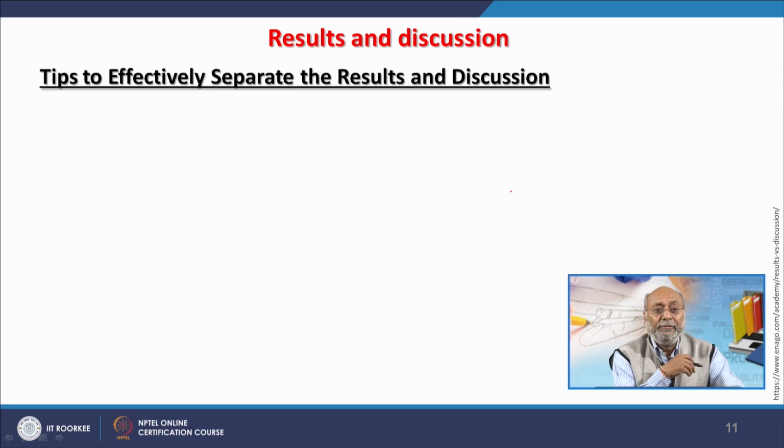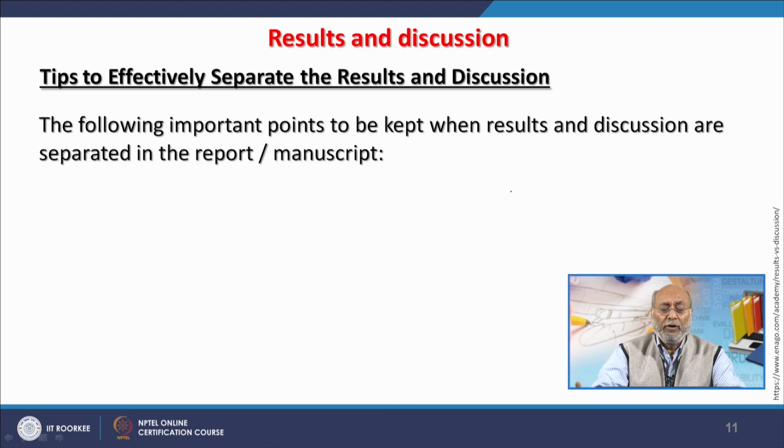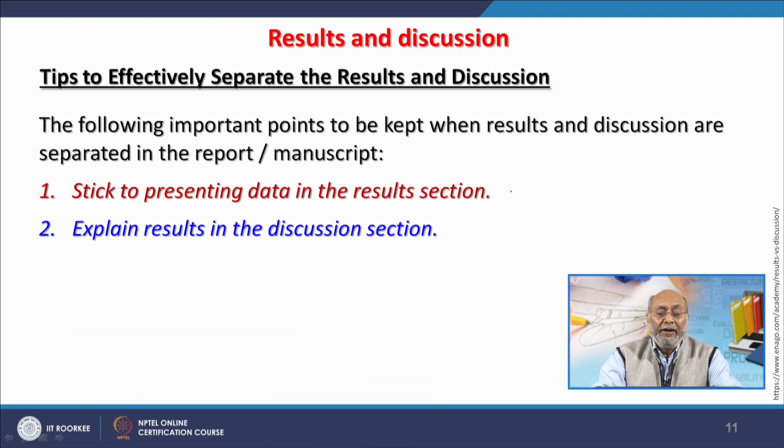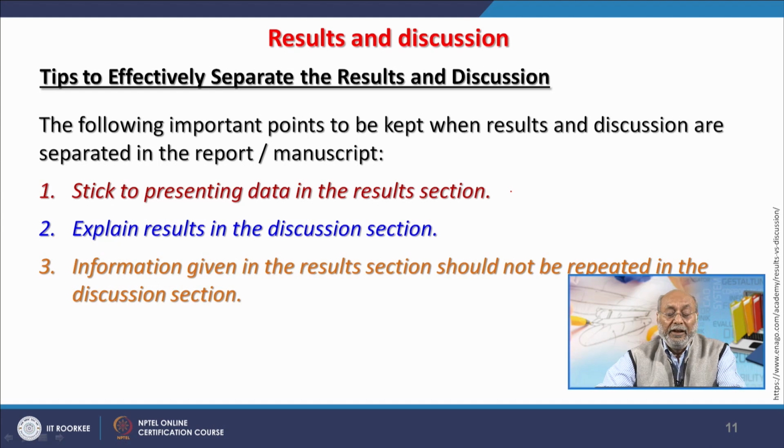Now, how to effectively separate the results and discussion, if at all one chooses this? These are the important points to be kept in mind when doing separate sections for a report, a manuscript or a paper. First, stick to presenting data in the results section. Whatever the results are, one should stick to them when presenting in a separate mode, and explain the results in the discussion section. In the results section you are only presenting the results, whereas the explanation, interpretation or inferences of the results or data should be presented in the discussion section. Information given in the results section should not be repeated in the discussion.